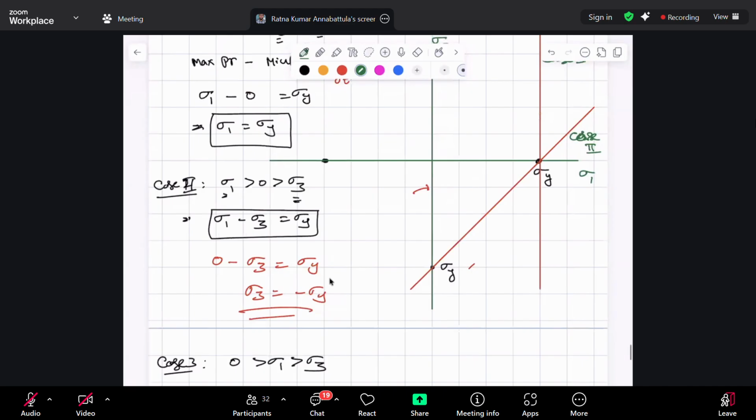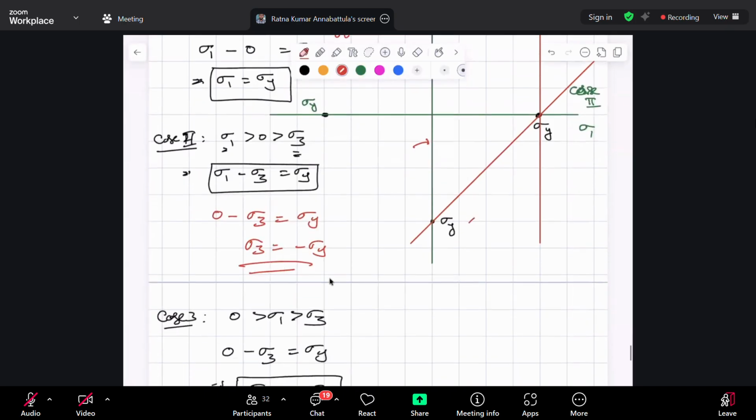What is the difference between case 2 and case 3, sir? Case 2 is one of the principal stresses is positive, another principal stress is negative. Oh, okay. And in case 3, both the principal stresses are negative. Got it, sir. Thanks.